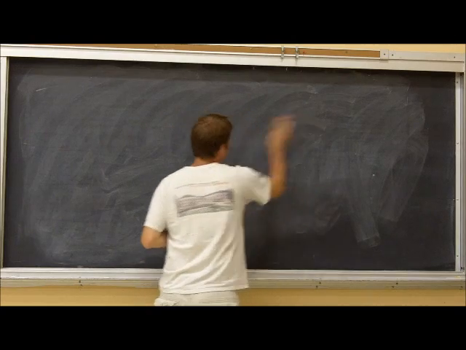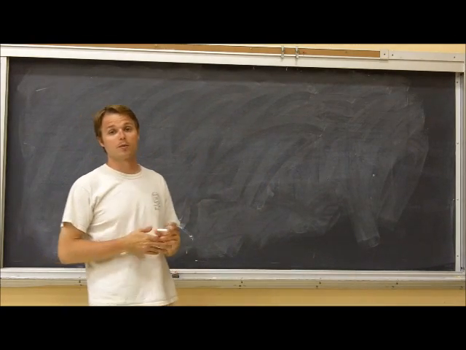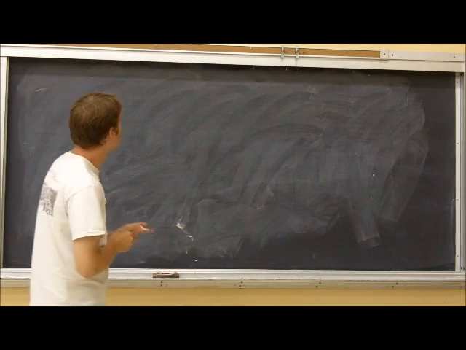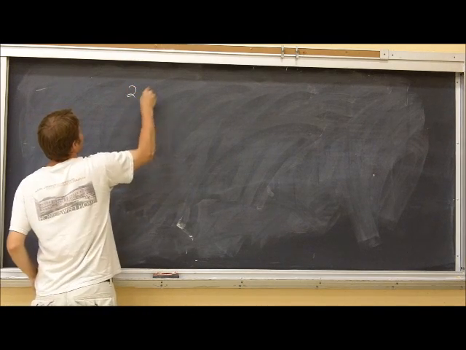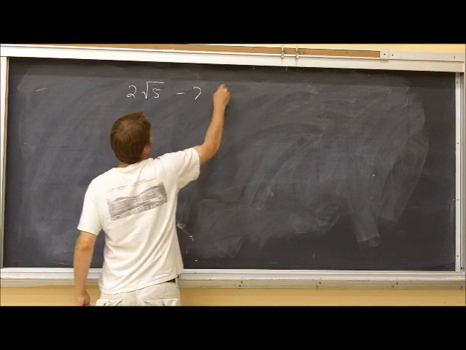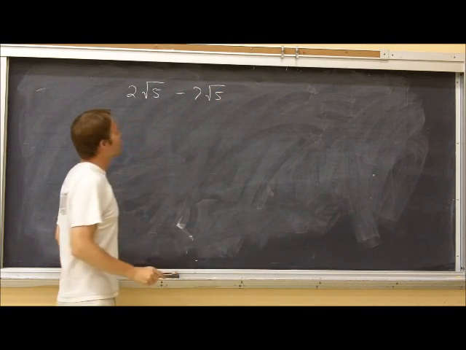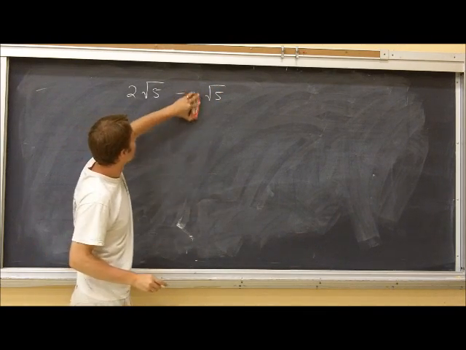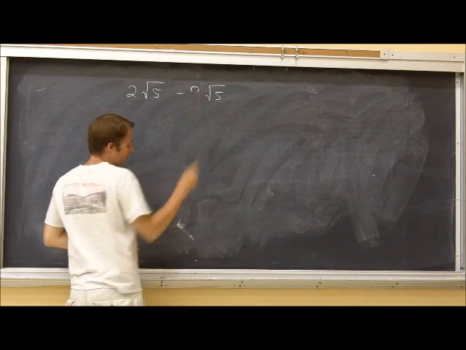So when we're dealing with radicals, they'll add and subtract the same way you might add and subtract common terms. So if I have something like this, 2 times the square root of 5 minus 7 times the square root of 5, you can think of this the same way as 2 times x minus 7 times x.